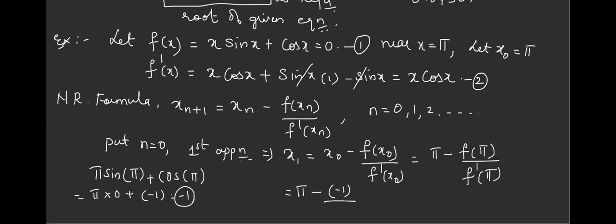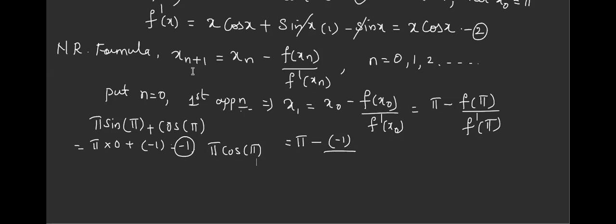Now f dash of pi. F dash of pi means again, this is x cos x, correct? So use the value like this: pi cos of bracket pi. All of you use this and tell me what is the answer. -1. Now it's minus pi. Minus pi. Okay.